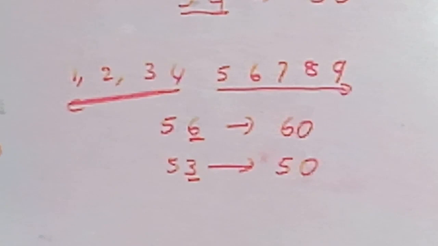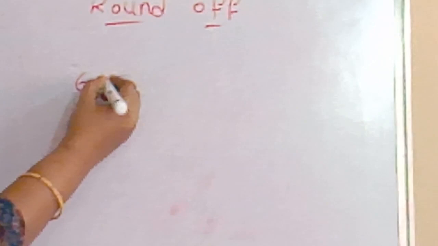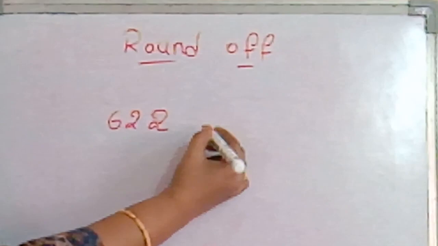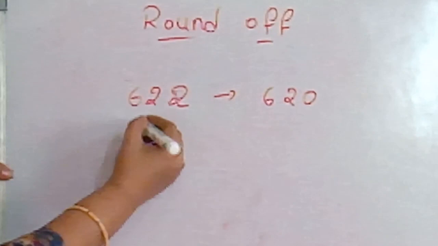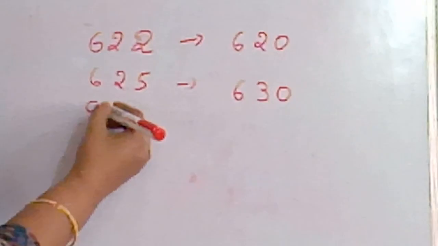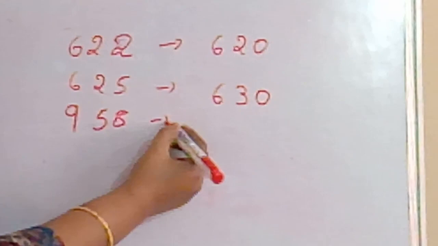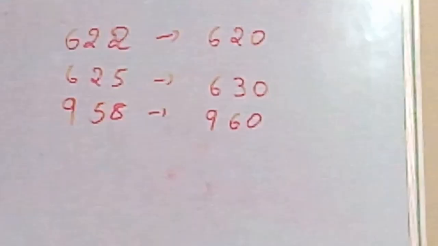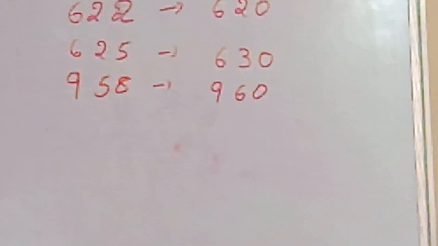We should cross check these numbers, whether it is a 1-digit number, a 2-digit number or a 3-digit number. If it is 622, that means it is near to 620. If it is 625, which is near to 630, like that we should round off. 958, you can write this one as 960. So this is the round off.